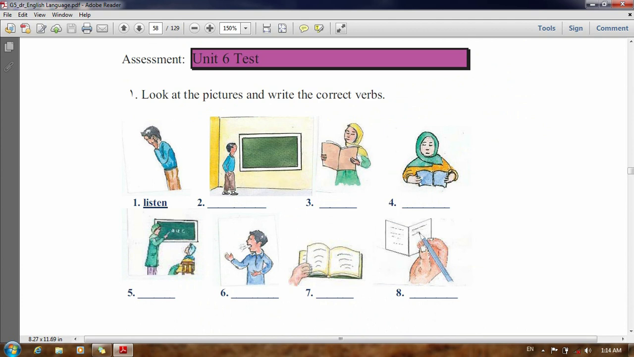Assessment. Unit 6 Test. Look at the pictures and write the correct words.